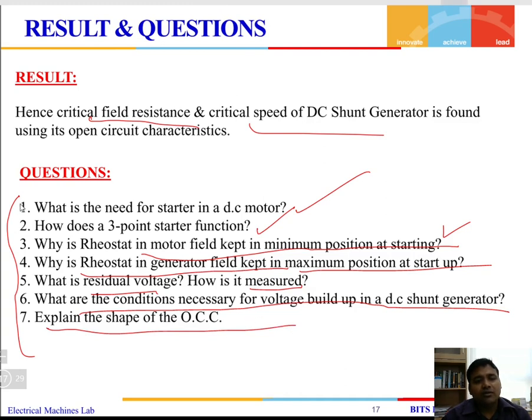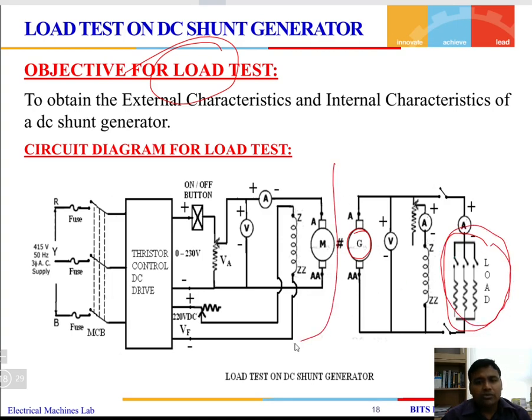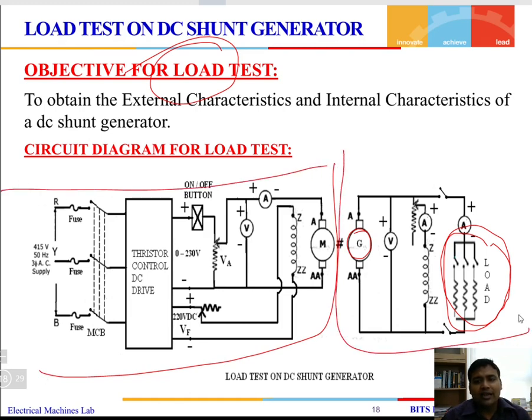So after performing this experiment, you will be supposed to answer these particular questions, and then we will perform the load test on the machine. Here the only difference is that on the generator end you will be connecting the load, otherwise the motor end connection will remain the same. Only in the generator end the things will be different because you are connecting a load.